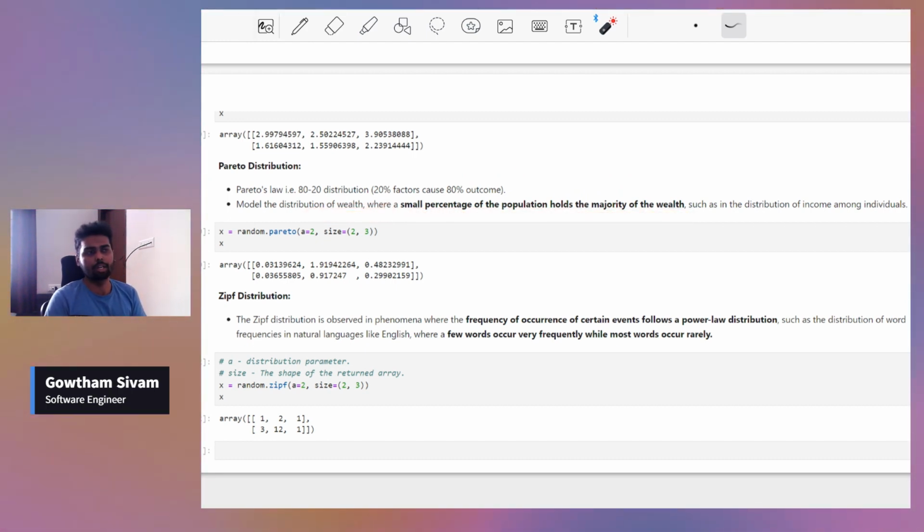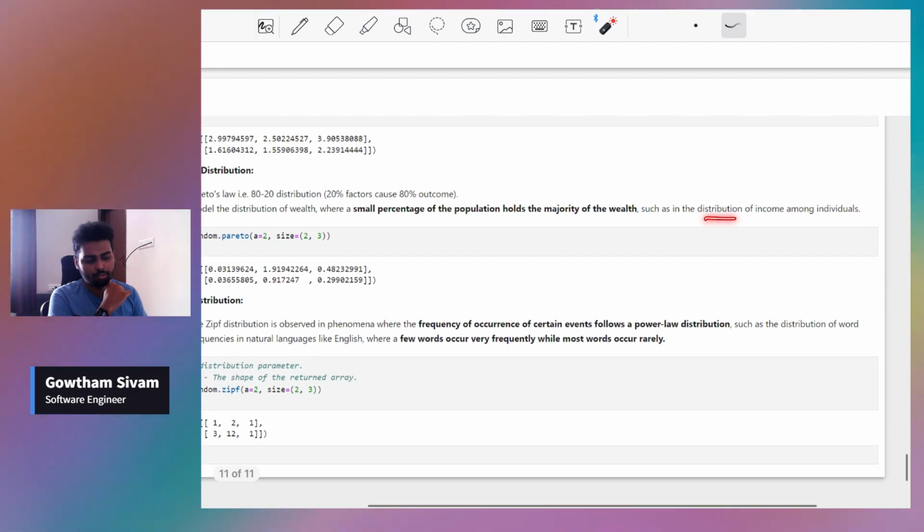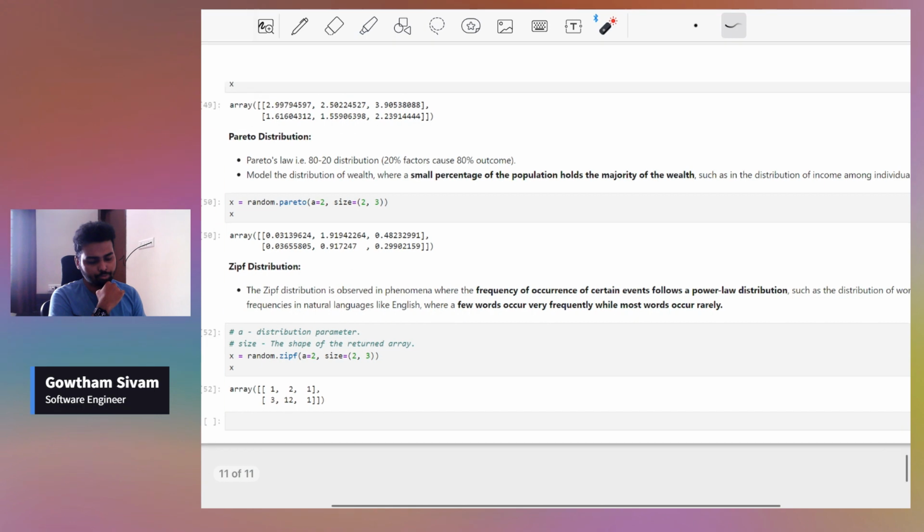For example, if you take India, the count of the richest people in the country is very small, but they hold the majority of the wealth, right? So that is what it means: it models the distribution of wealth, such as the distribution of income among individuals. Okay, next, this is how you apply this particular Pareto function as well.